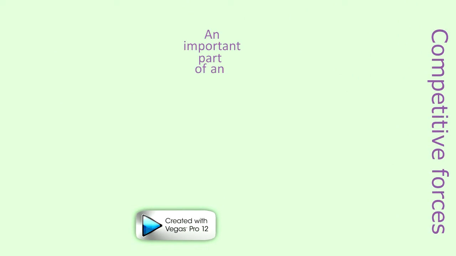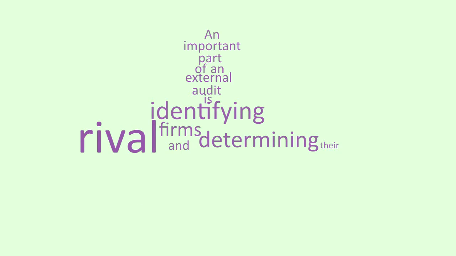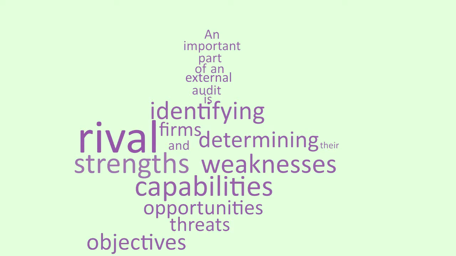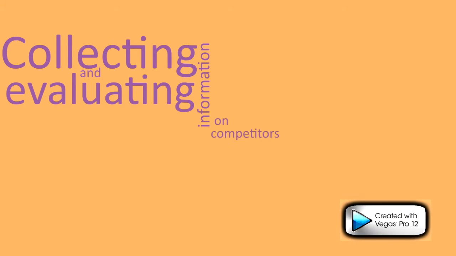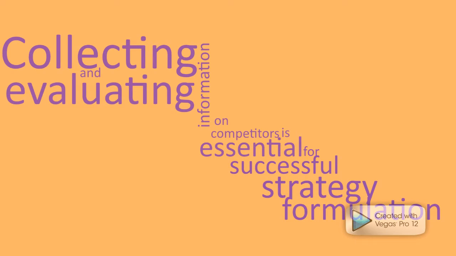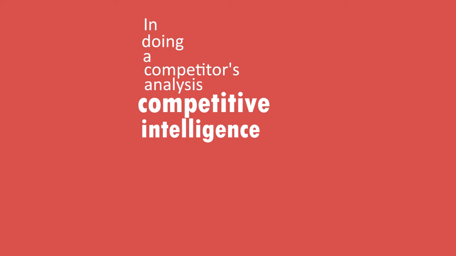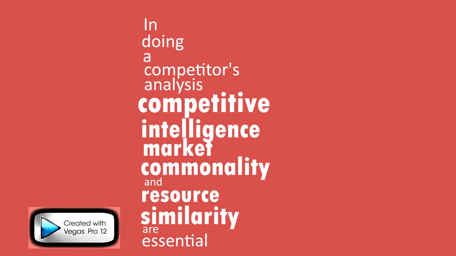An important part of an external audit is identifying rival firms and determining their strengths, weaknesses, capabilities, opportunities, threats, objectives, and strategies. Collecting and evaluating information on competitors is essential for successful strategy formulation. In doing a competitor's analysis, competitive intelligence, market commonality, and resource similarity are essential.